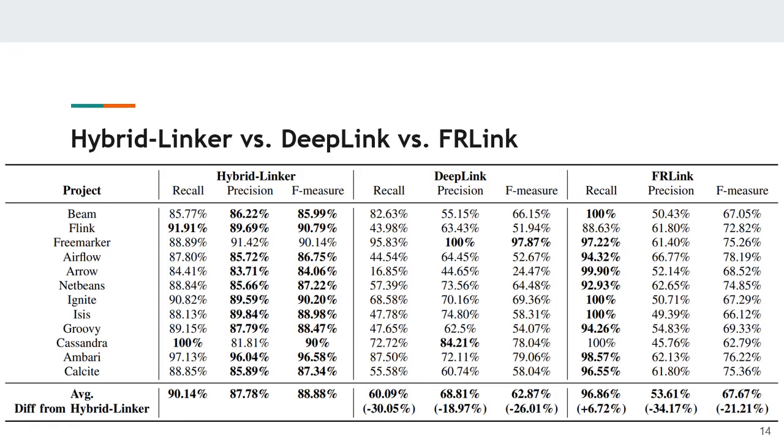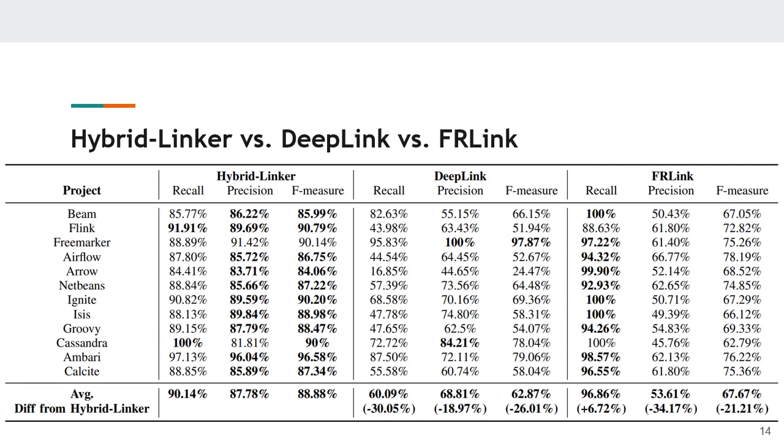Here you can see the performance of our proposed method, HybridLinker, versus two baselines, namely DeepLink and FRLink, for each project and in case of overall. DeepLink is the latest work with its resources available to use, and FRLink is the work that DeepLink itself uses to compare its proposed method. First of all, HybridLinker reaches the precision of 90.14%, recall of 87.78%, and F measure of 88.88%.